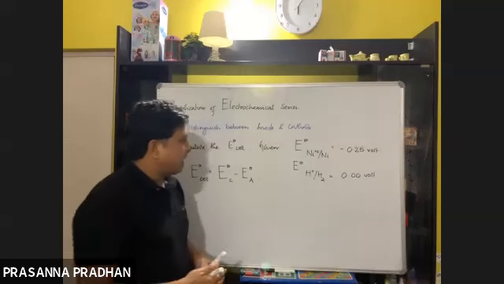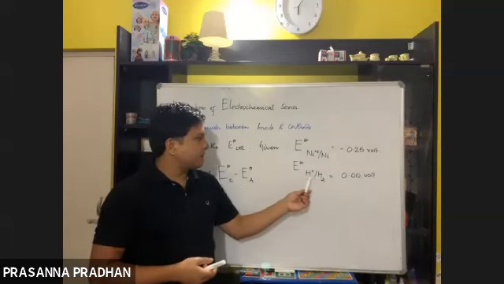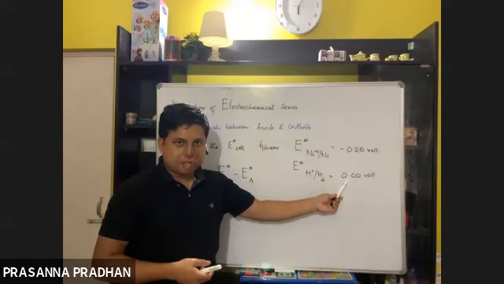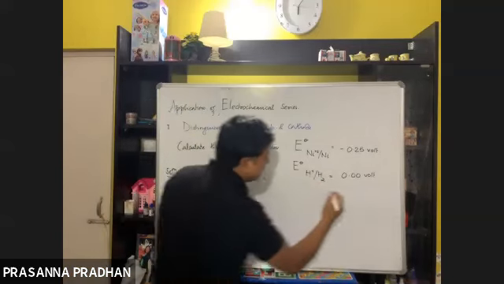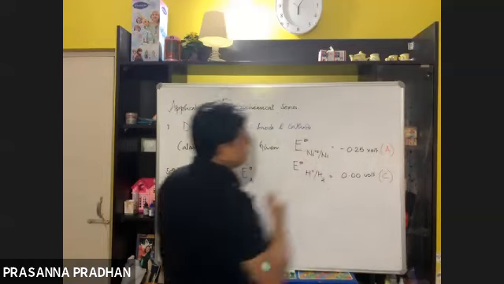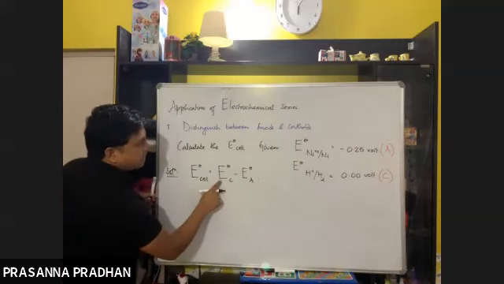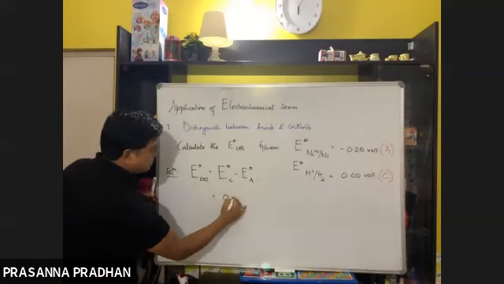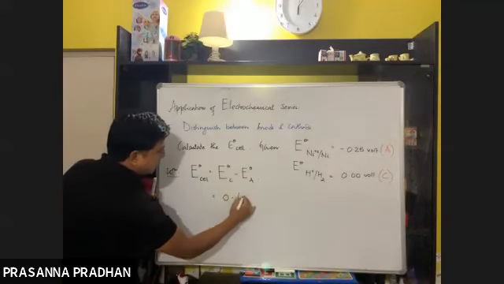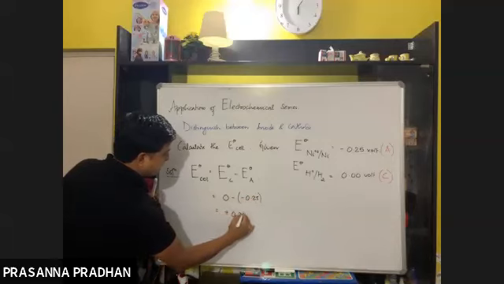So hydrogen is cathode, nickel is anode. Yes, exactly. The reduction potential of the hydrogen electrode is greater. That means the hydrogen electrode has a higher tendency to undergo reduction, and reduction always occurs at the cathode. So this will behave as a cathode and this will behave as an anode. Simple. So what is the reduction potential value of cathode? 0 minus the reduction potential value of anode, minus 0.25. So our answer will be plus 0.25 volt.